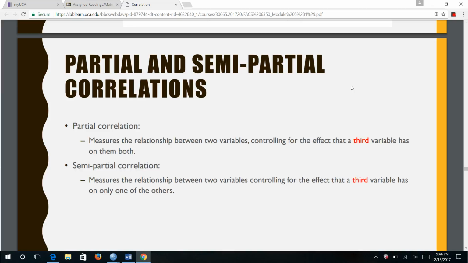So, for example, if I use BMI, calorie intake, and heart rate, the BMI and calorie intake are obviously more related than the BMI and the heart rate, or the calorie intake and heart rate. And so if I wanted to control for calorie intake and see the relationship between the BMI and heart rate, I would use the semi-partial correlation. So hopefully that makes sense.